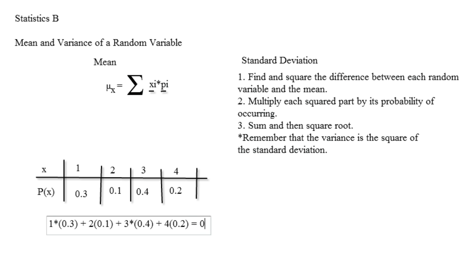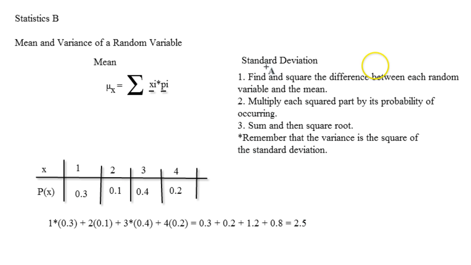And that should be 0.3 plus 0.2 plus 1.2 plus 0.8, and that should be 2.5. 2.5 would be the actual mean of this set of data.